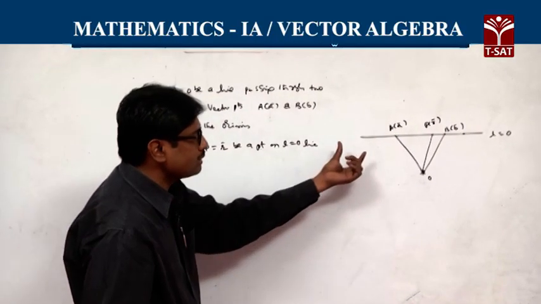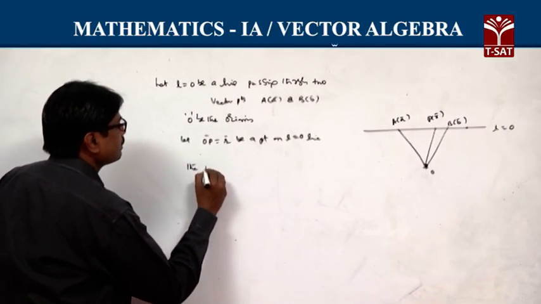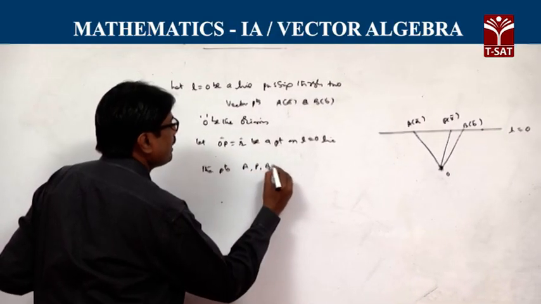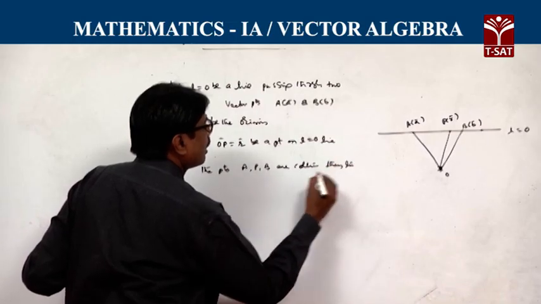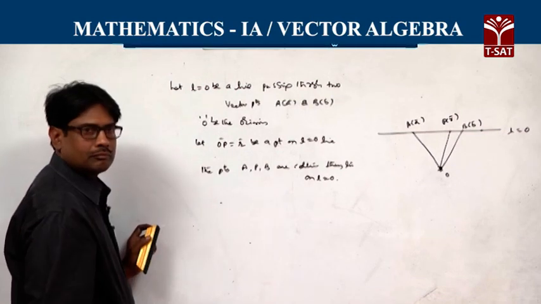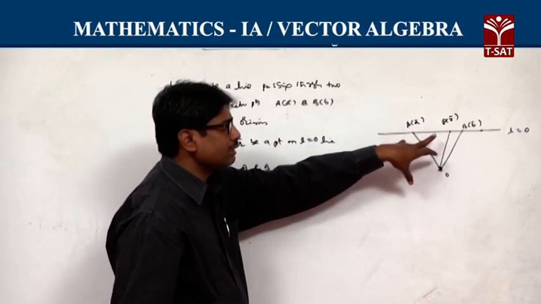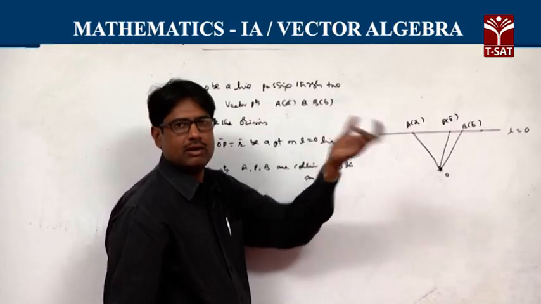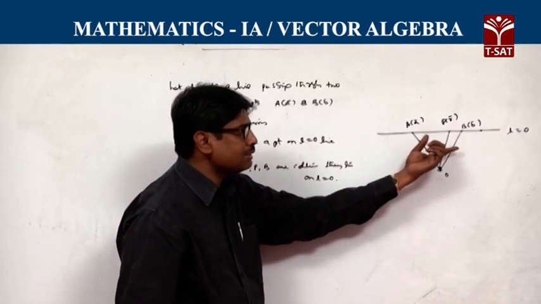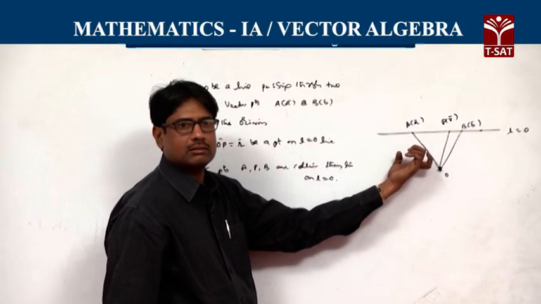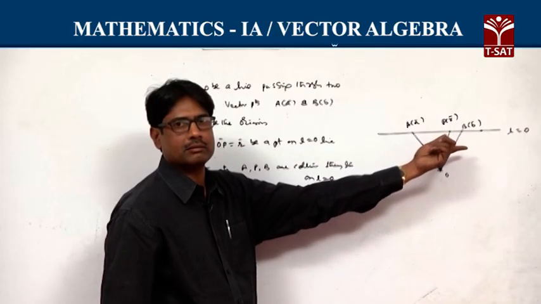So clearly it is noticed that A, P, B will be collinear. It indicates the points A, P, B are collinear, they lie on L equal to 0. Can you apply the locus condition for this point P? What is the locus condition? A, P, B will be collinear. Earlier we discussed the definition: points are said to be collinear if they lie in the same line or parallel lines. As A, P, B lie on the same line, apply the collinearity condition. What is the collinearity condition? AP bar is equal to some constant times AB bar.